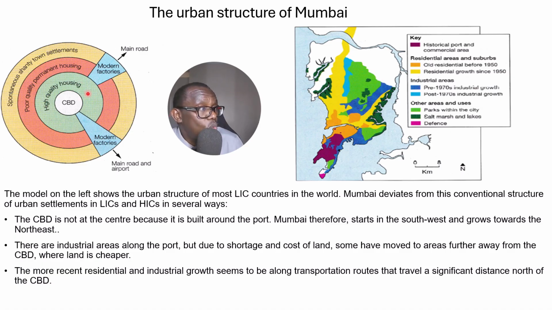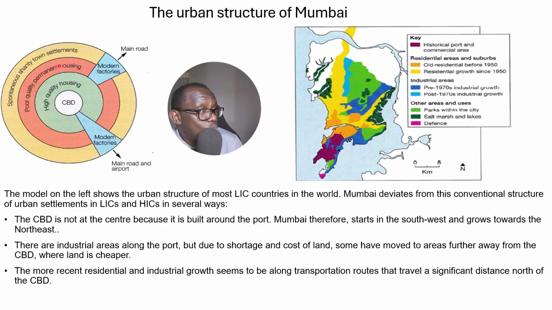which is different to what an urban model in a richer country or HIC would look like, because a CBD would be in the center, which is the same, but then out here on the outskirts of the city you would have lower quality housing. But in most LICs, the high quality housing is right outside the CBD.